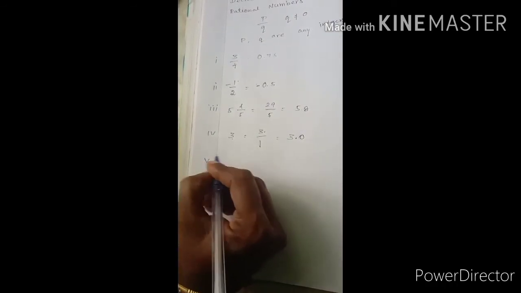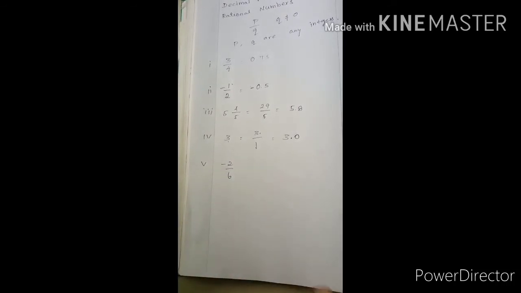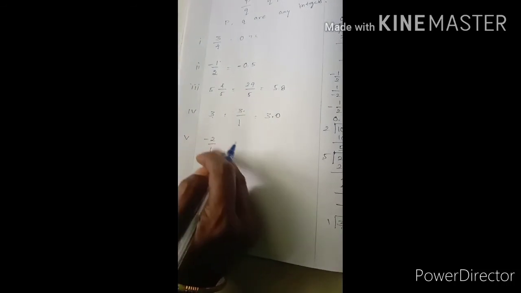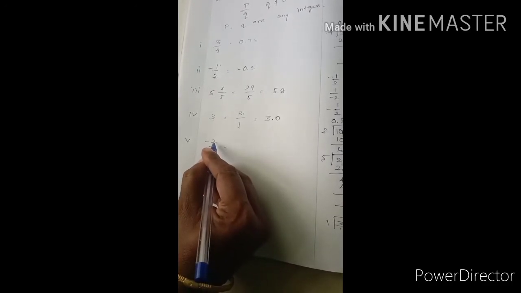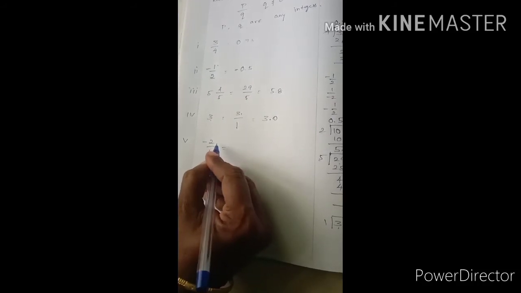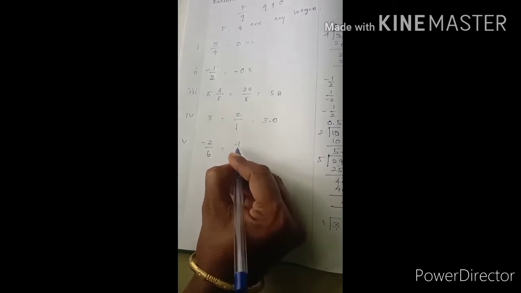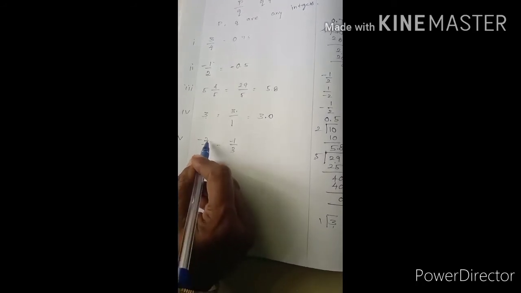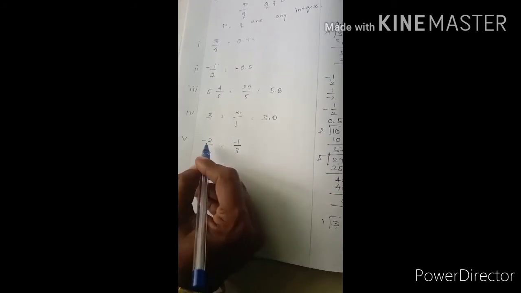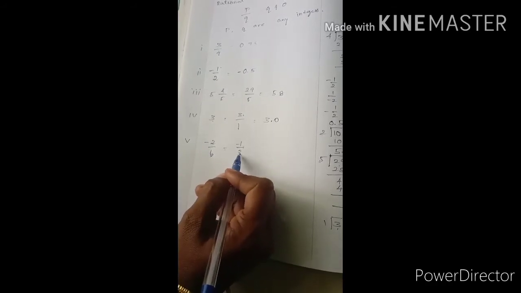Then the fifth one is minus 2 by 6. Do these two numbers have any common divisor? Yes, 2 and 6 have the common divisor 2. So first of all we simplify minus 2 by 6 to minus 1 by 3. 1 2 is 2, then 3 2s are 6. 2 is a common divisor of these two numbers, so I simplify them. 2 by 6 changes to 1 by 3.